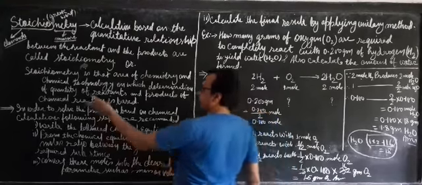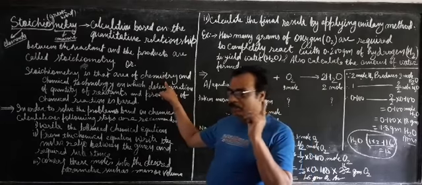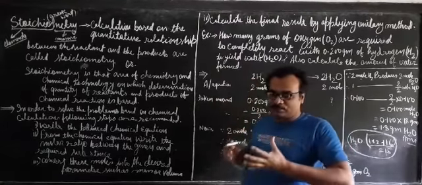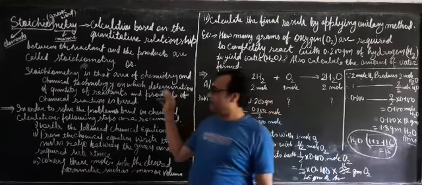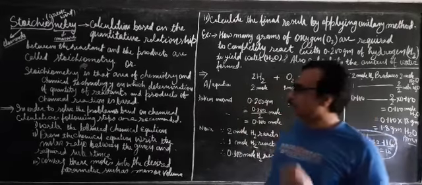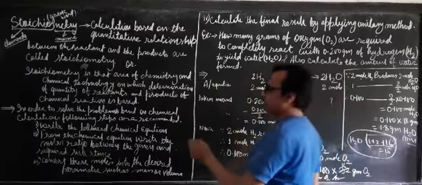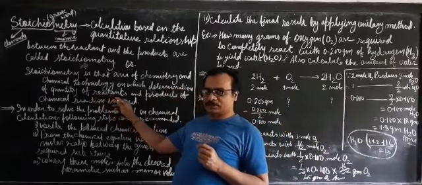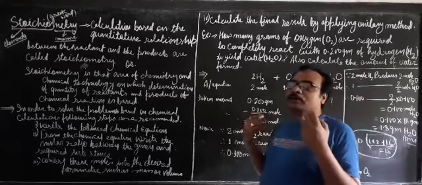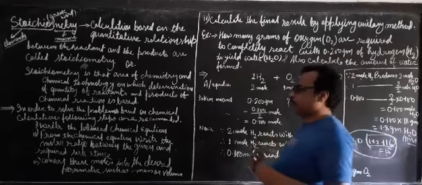In another way, we can define stoichiometry. It's a particular area of chemistry and a chemical technology, on which we determine the quantity of reactants and products involved in a chemical reaction. So it is a science of chemical calculation in terms of mass, number of moles, or volume also.